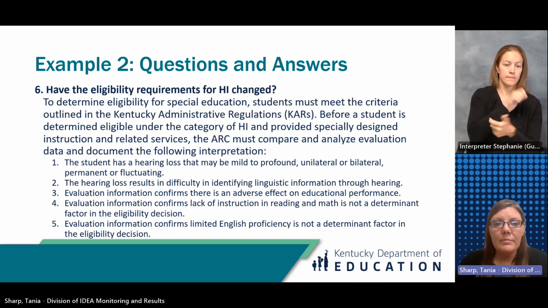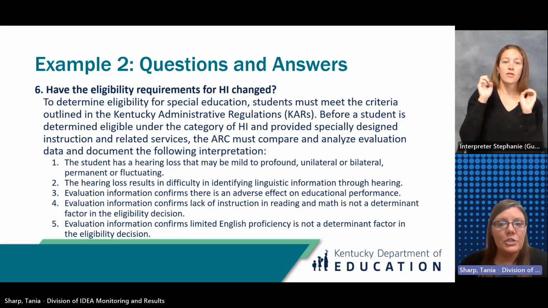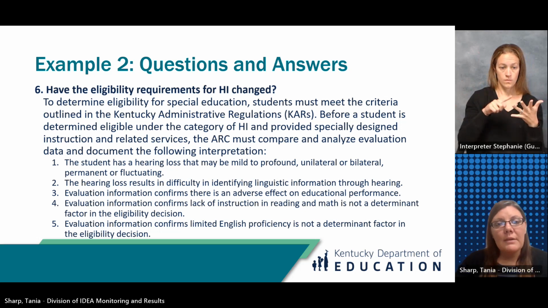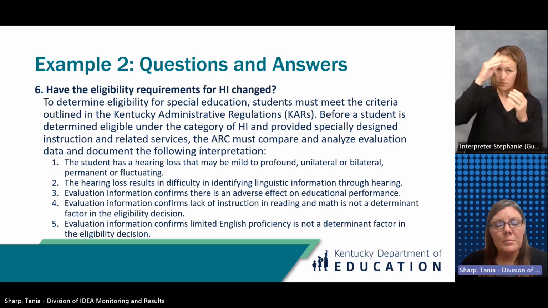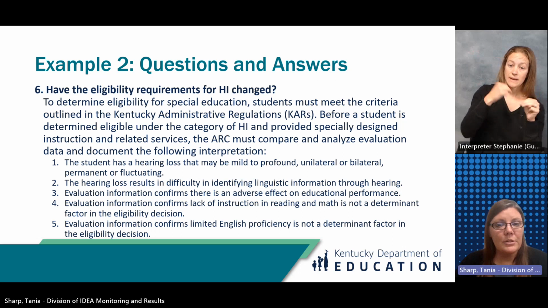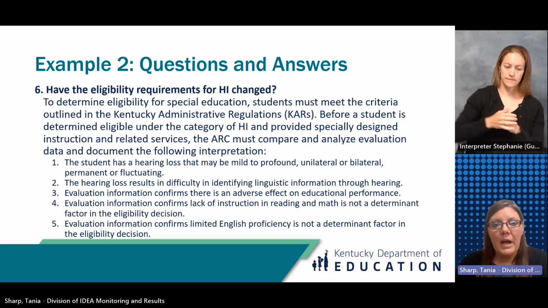Number 3, evaluation information confirms there is an adverse effect on educational performance. Number 4, evaluation information confirms lack of instruction in reading and math is not a determinant factor in the eligibility decision. Number 5, evaluation information confirms limited English proficiency is not a determinant factor in the eligibility decision.